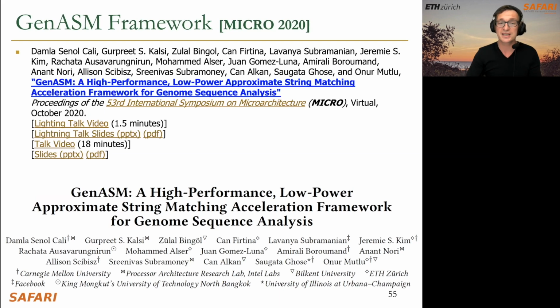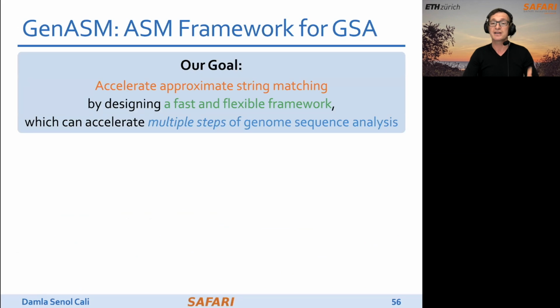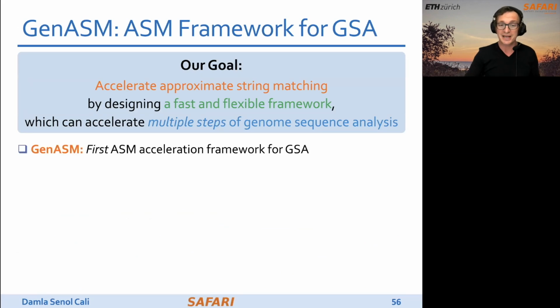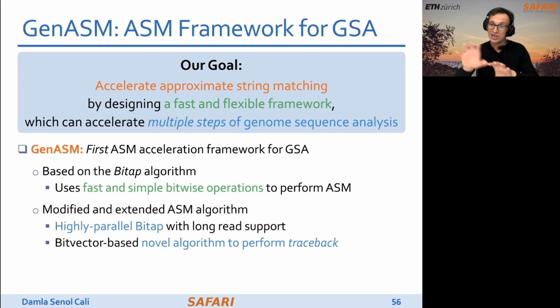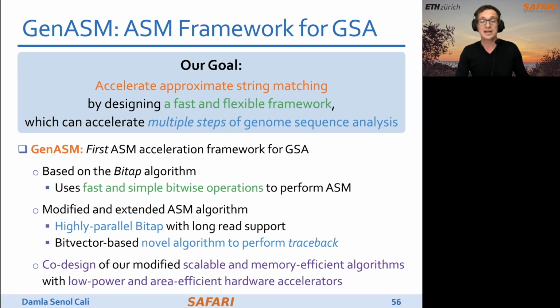I will briefly mention this one. This is the first approximate string matching acceleration framework that can accelerate multiple steps of the genome sequence analysis pipeline. And this is based on an algorithm that was developed 30 years ago, the BitAP algorithm. This uses fast and simple bitwise operations to perform approximate string matching so that you can compare different parts of the genome. And we modified and extended this algorithm so that we can make it highly parallel. And also we enable traceback so that we can do edit distance computation on this. And we co-designed this with memory-efficient algorithms with area-efficient hardware accelerators.